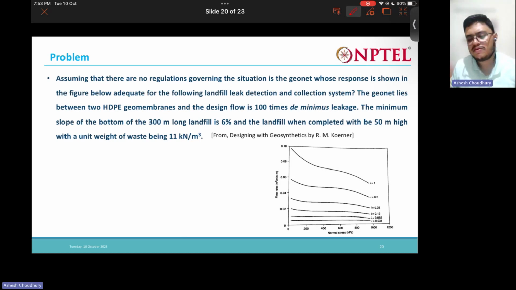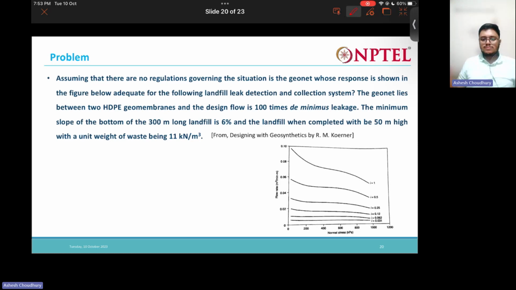It is also a similar, very simple problem. Assuming that there are no regulations governing the situation, the geonet, whose response is shown in the figure below, is for the landfill leak detection and collection system. The geonet lies between two HDPE geomembranes and the design flow is 100 times de minimis leakage. We will see what de minimis leakage is. The minimum slope of the bottom of the 100-meter long landfill is 6%, and the landfill when completed will be 50-meter high with a unit weight of waste of 11.